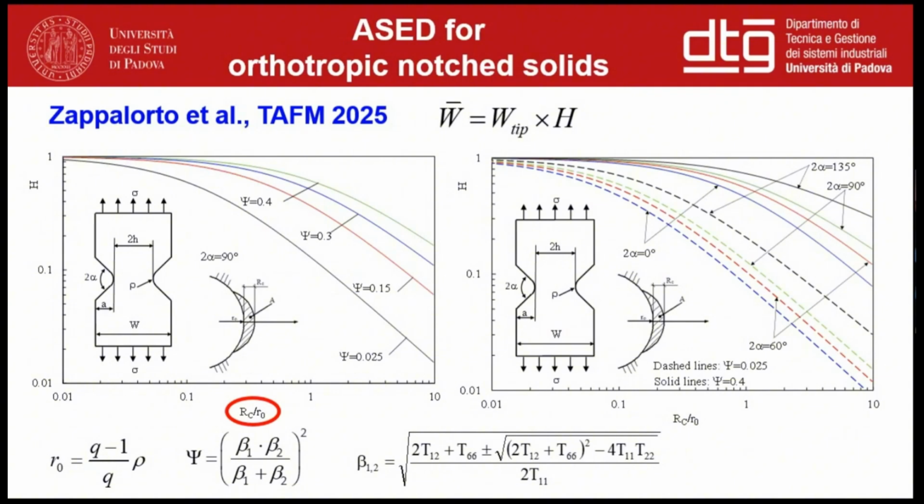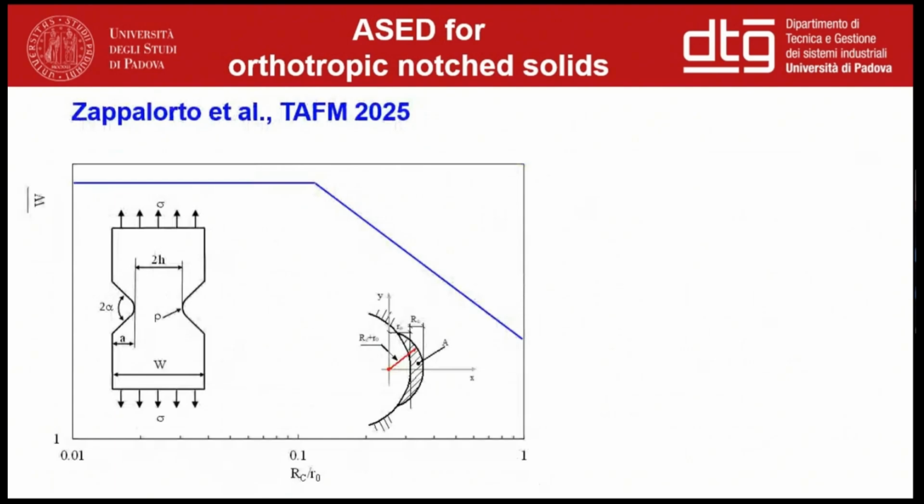On the right-hand side graph, you can see that also the notch opening angle has a significant effect on the values and the distribution of the average strain energy density. So these are the main parameters affecting the problem and the phenomenon: the elastic properties, which can be summarized by using this factor, and the notch opening angle. So by taking a look at the result that I just showed you, we can also clearly identify two main regions in the distribution of the average strain energy density as a function of RC over R0.